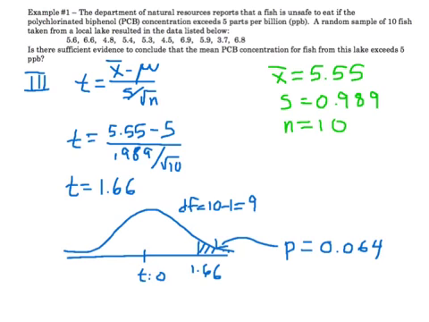So would you say this event is unusual? Well, if our cutoff is 5%, we would say it's actually not that unusual to get these fish, right? Because it's going to happen about 6.4% of the time, and our cutoff for unusual is 5%.